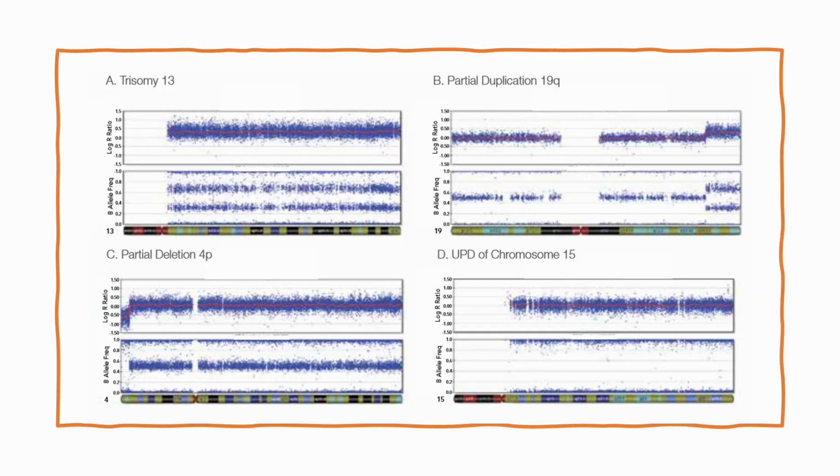This slide presents 4 examples of SNP array results, each demonstrating distinct patterns linked to specific genetic conditions. The first plot shows trisomy 13, where the allele frequency displays 2 distinct clusters, reflecting the presence of 3 copies of chromosome 13, 2 identical and 1 additional.